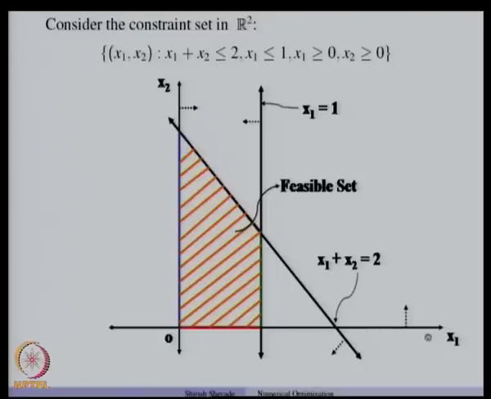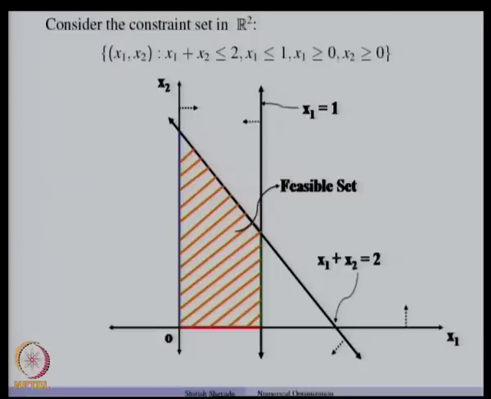So, in the x1 x2 space, let us first take the line x1 plus x2 equal to 2, and then what we want is x1 x2 such that x1 plus x2 is less than or equal to 2. So, we are interested in this half space which is indicated by this arrow. So, the half space corresponding to this hyperplane, indicated by this arrow, is the region corresponding to the first constraint inequality.